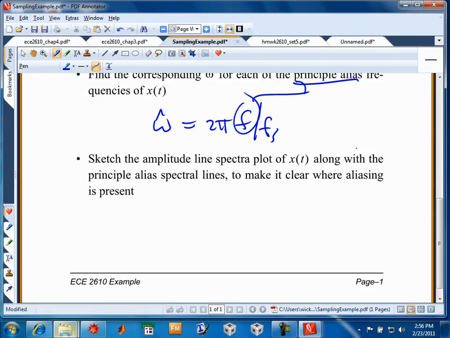No hard calculus, just simple math, but you've got to know what you're doing, and think multiples of fs. Don't think pi or 3 pi or 5 pi. You've got to think multiples of fs or multiples of 2 pi. That's the difference between frequencies, and those multiples are how you get down to your principal alias frequency.